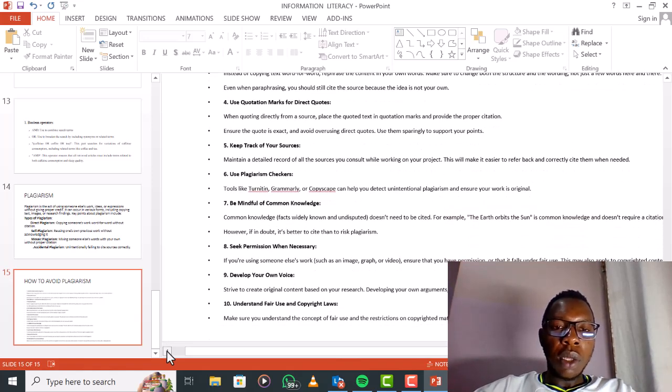Then be mindful of common knowledge. There are some things that are common, but you should be careful. Here they're saying common knowledge is widely known and undisputed. For example, that the Earth orbits the Sun is common knowledge and doesn't require citation. You shouldn't cite some things. Then seek permission where necessary. In case you know the author of the book and you can access the person, go and seek permission. Then develop your own voice. Then understand fair use and copyright laws. So those are some of the ways you can avoid plagiarism.